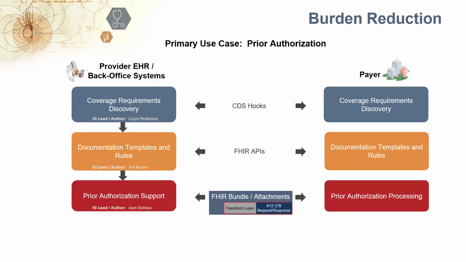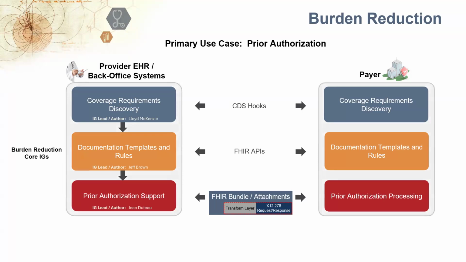And while this is what you're seeing right now as the core components of Da Vinci burden reduction, the three implementation guides, that's what we call the core IGs.